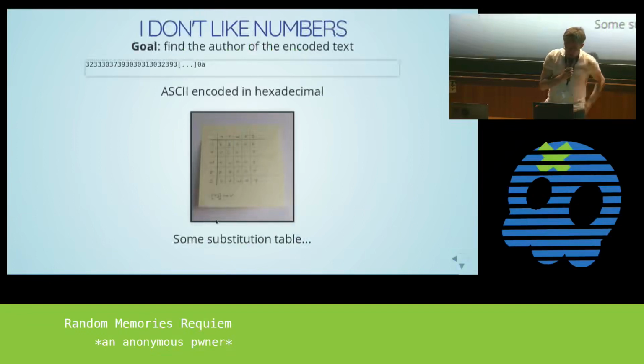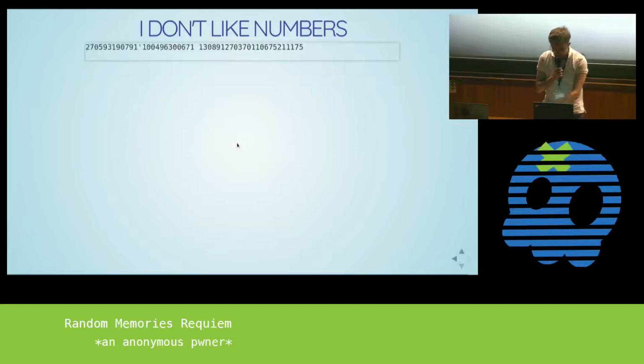So the last challenge was called online numbers. It starts with a text file, which is like that. This looks like ASCII encoded text in hexadecimal. And we've got this substitution table, a two-dimensional substitution table. So we just decode the hexadecimal, and we end up with this ASCII text.